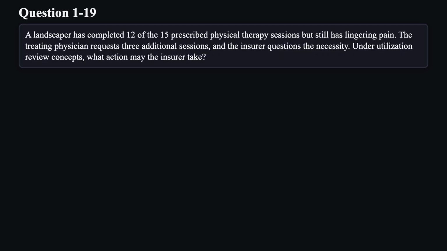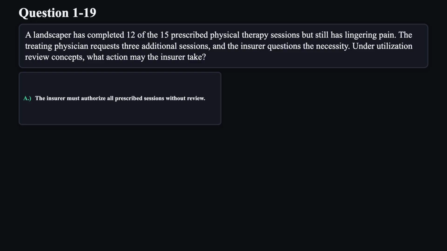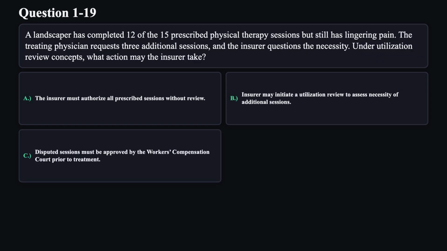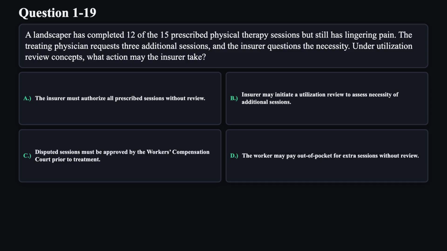Question 19. A landscaper has completed 12 of the 15 prescribed physical therapy sessions but still has lingering pain. The treating physician requests 3 additional sessions and the insurer questions the necessity. Under utilization review concepts, what action may the insurer take? A. The insurer must authorize all prescribed sessions without review. B. Insurer may initiate a utilization review to assess necessity of additional sessions. C. Disputed sessions must be approved by the workers' compensation court prior to treatment. D. The worker may pay out of pocket for extra sessions without review.